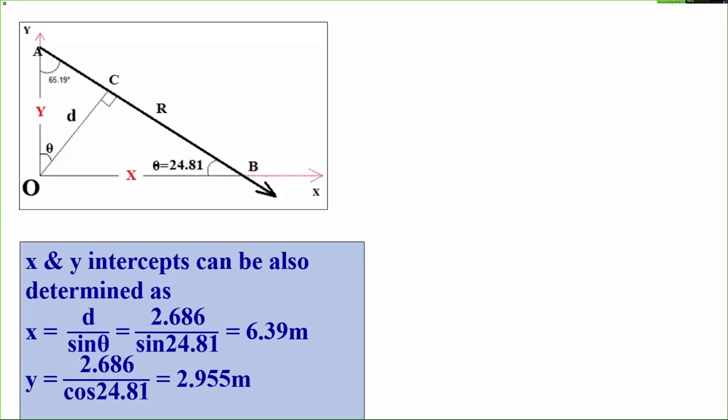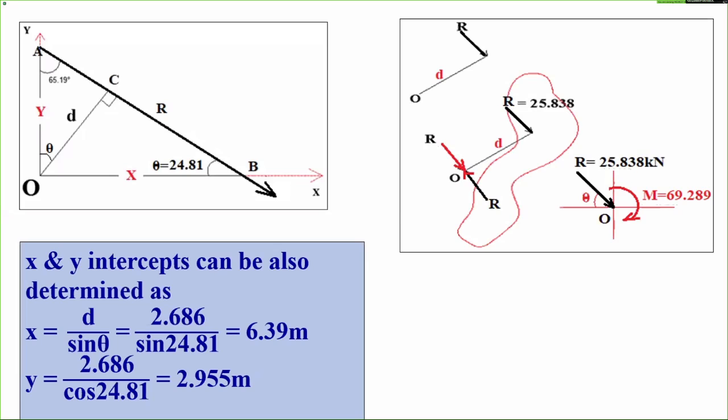Similarly, the y-intercept can also be found out by the equation y is equal to d by cos theta, and you will get the same values. Whatever values you are getting by the previous method and this method will be the same. Then lastly, most of the topics are covered in this question. Again, move to the equivalent force system. What did we study in the equivalent force system?